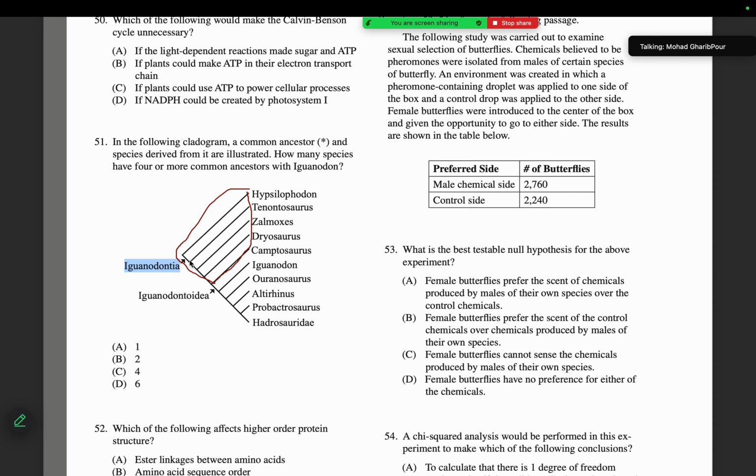I think I was reading it wrong because the ones you've circled, like this guy only has 1 common ancestor with this guy. Right? But it's asking for species that have 4 or more common ancestors. Right? Yeah. So that one's out. We don't consider this one. This only has 1 common ancestor.